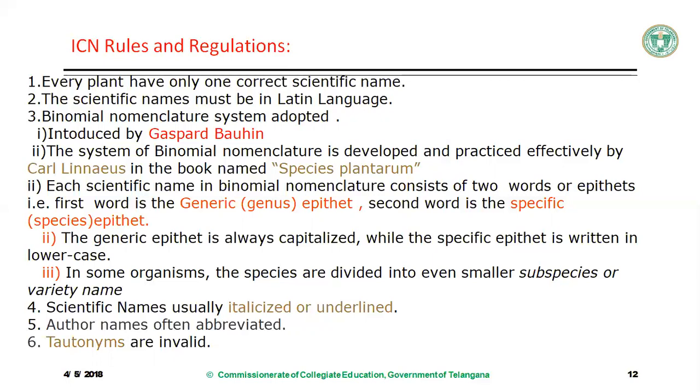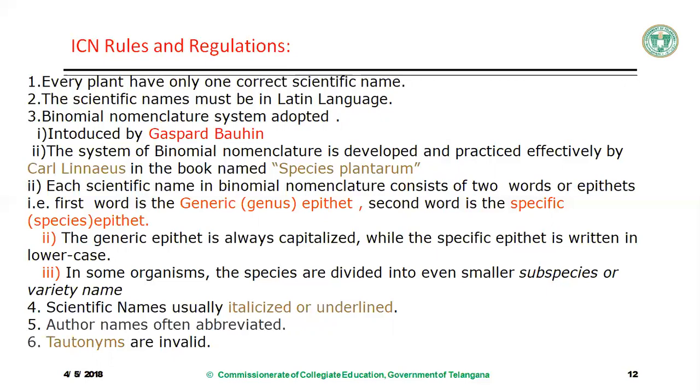In some organisms, the species are divided into even smaller subspecies or variety names. You know, the basic taxon is the species, but a few plants are classified lower than the species level. That is called the variety name. An example is cabbage, Brassica oleracea variety capitata. So here 3 words are there in the scientific name. The last word indicates the variety.